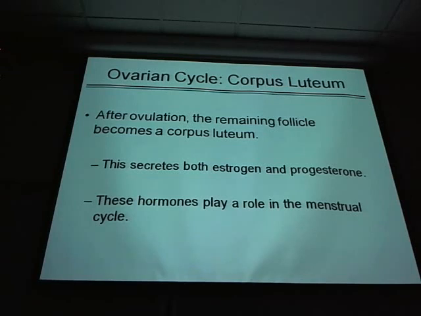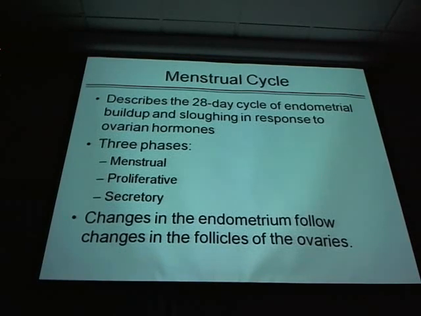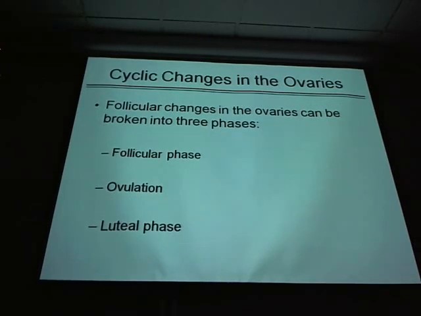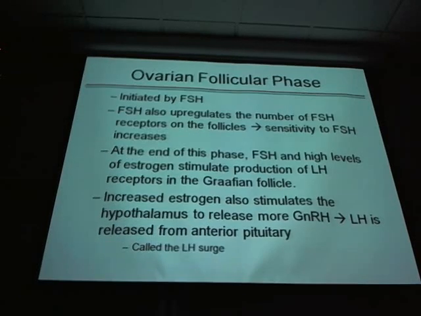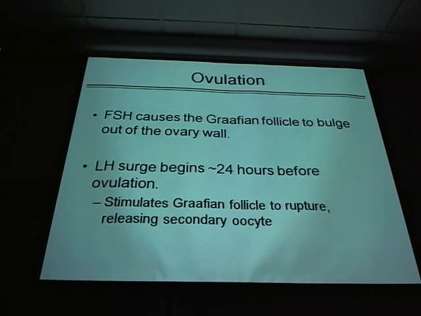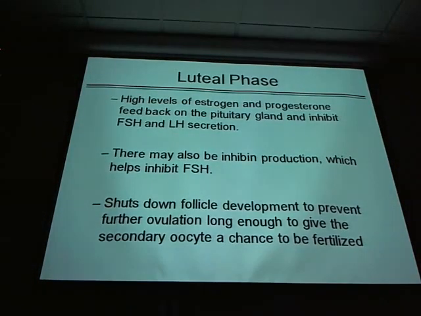Your cake is yummy. Okay, after ovulation, the follicle becomes a corpus luteum, which secretes both estrogen and progesterone. What hormones play in the cycle, the menstrual cycle. Do we need to go through the menstrual cycle? No. Cyclic changes. These are the important points, but I don't feel like reading.